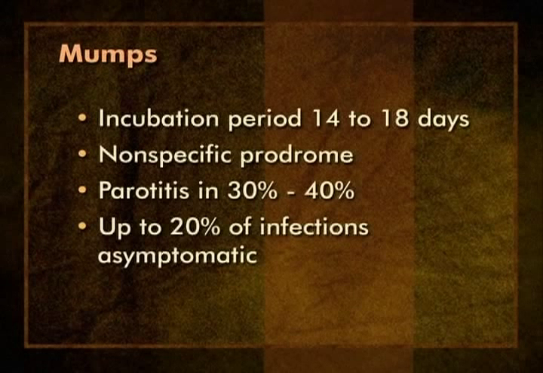The clinical finding most commonly associated with mumps virus infection is parotitis, but it occurs in only 30 to 40% of infected persons. Up to 20% of infections are asymptomatic. 40 to 50% have nonspecific or respiratory symptoms. Mumps may present as lower respiratory illness, particularly in children younger than 5 years of age.